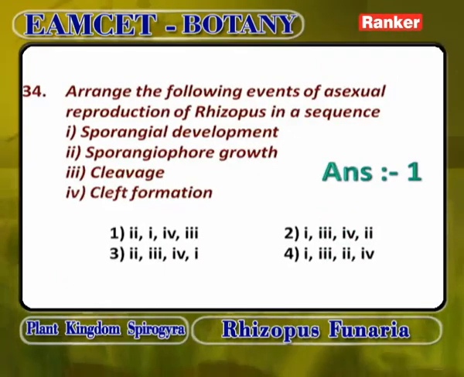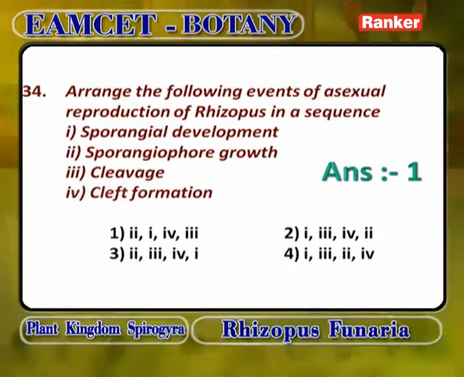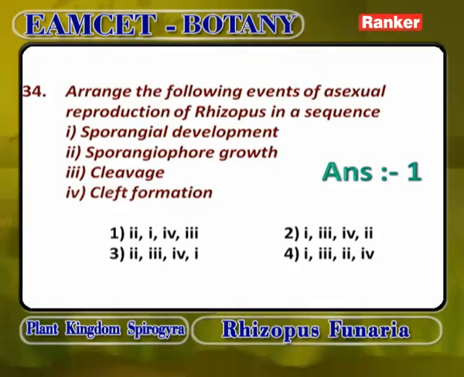Arrange the following events of asexual reproduction in Rhizopus in sequence. First, sporangiophore growth, then sporangial development, then cleft formation, next cleavage. So first is sporangiophore growth, second option. Then 1, sporangial development. Then cleft formation. Cleft formation results in the formation of columella. And finally cleavage. So the option for this is 2, 1, 4, 3.